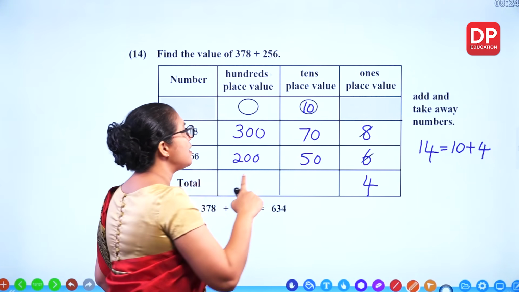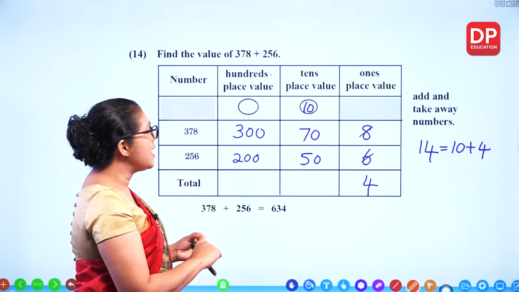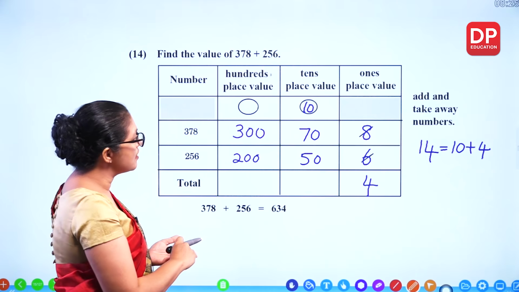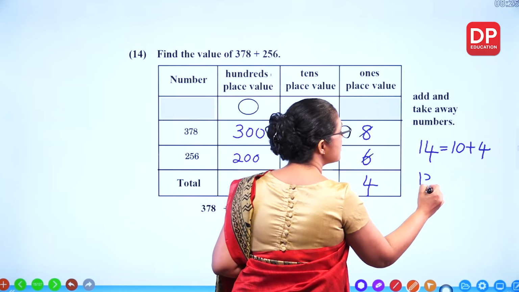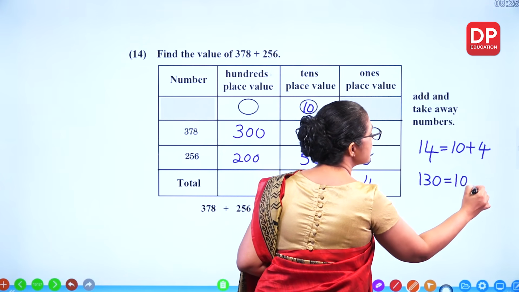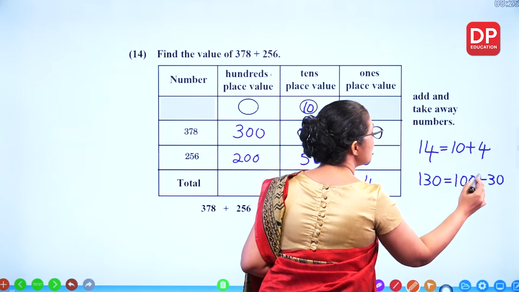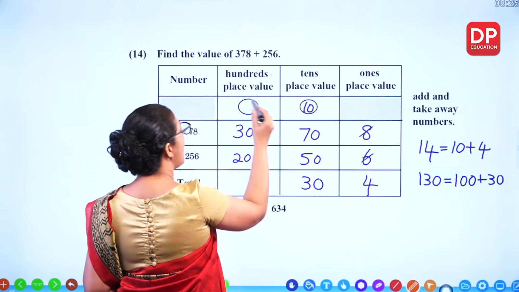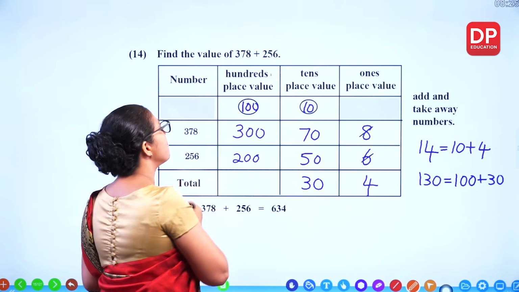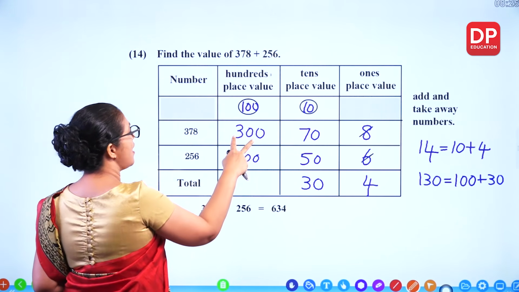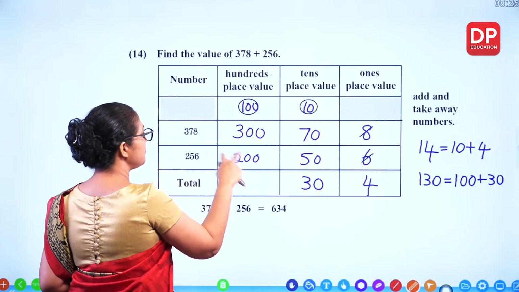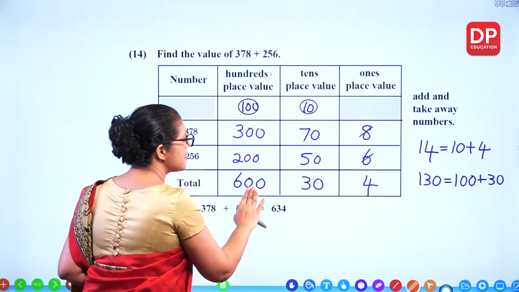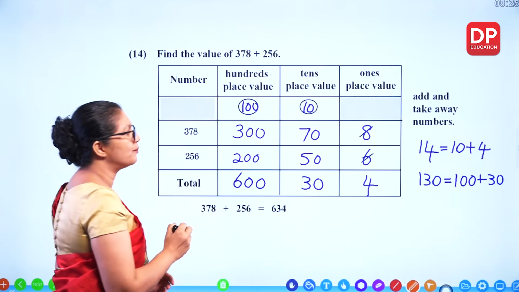So you can write 4 here, take 10. Now 70 plus 10, 80. 80 plus 50, 130. Now you get a three-digit number. 130 you can split it to 100 plus 30. Now you can keep 30 here and take 100 to this side. Now what's the final answer? 300 plus 200, 500 and 600 there. So what's the final answer? 634.